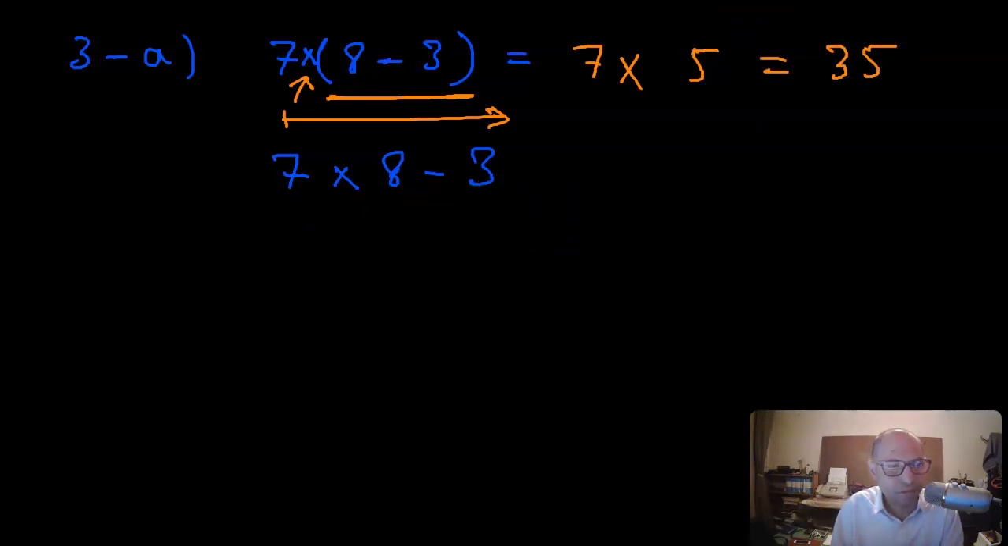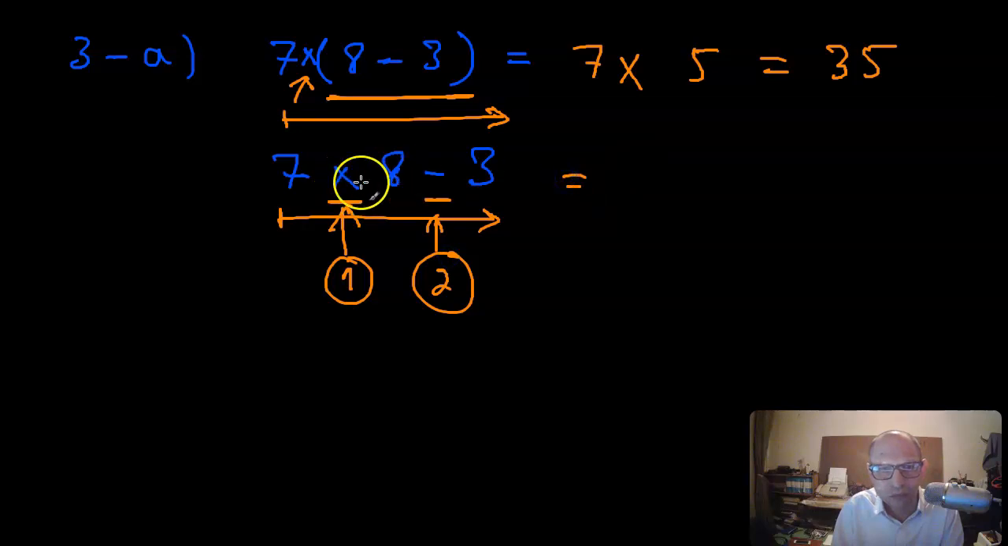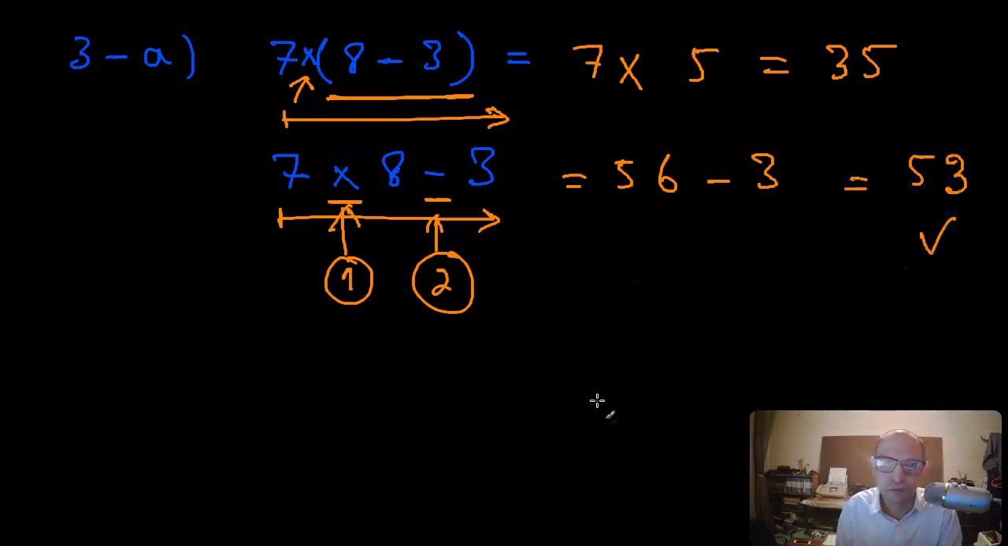Now, in this case, 7 times 8 minus 3, the bracket is not there, right? So moving from left to right, first I encounter multiplication, then subtraction. And since multiplication and division take precedence over addition and subtraction, first I have to do this, and secondly, I have to do this. Which means that first 7 times 8 is equal to 56, minus 3, which is the same thing as 53. Right? So that's basically all about this whole exercise.